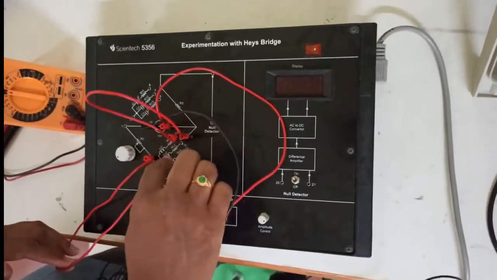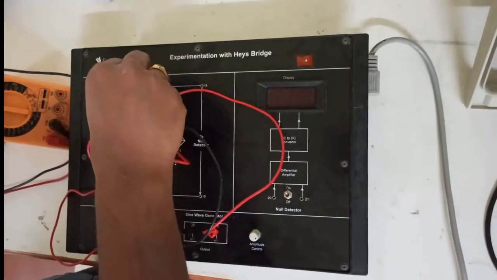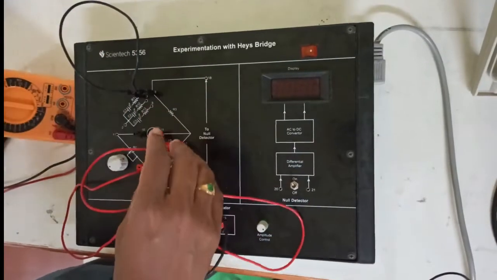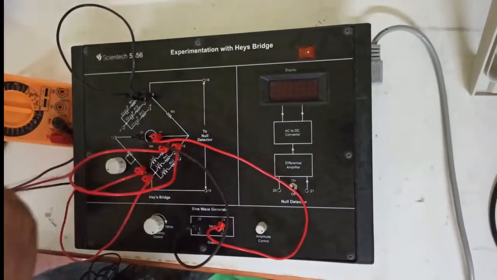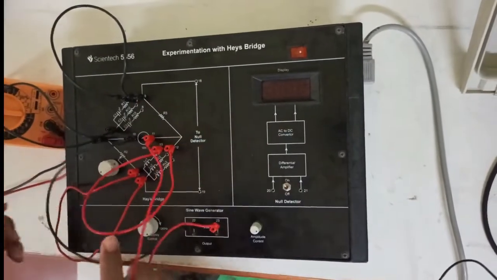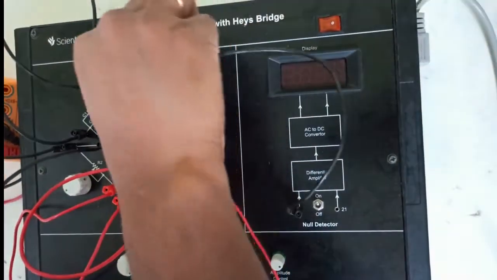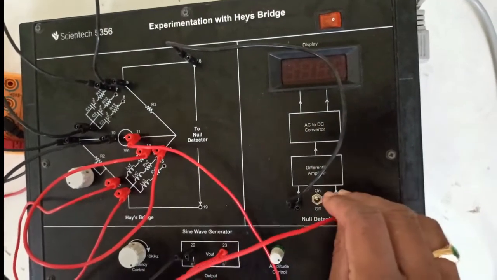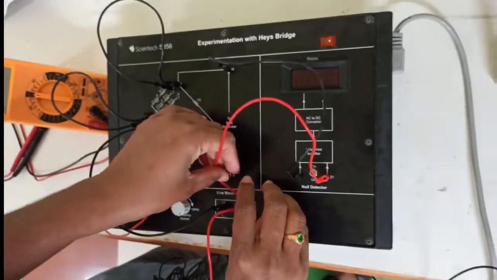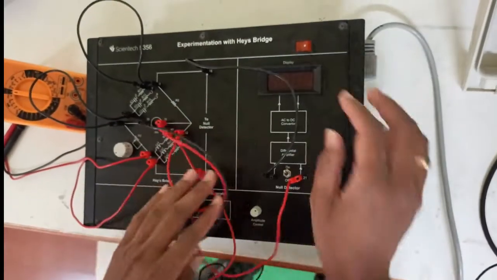Now this arm consists of resistance and inductance. Now you join these two terminals. Now you join these two terminals. Now you connect the null detector. You join these two terminals, then after these two terminals. Now let me switch on the supply.